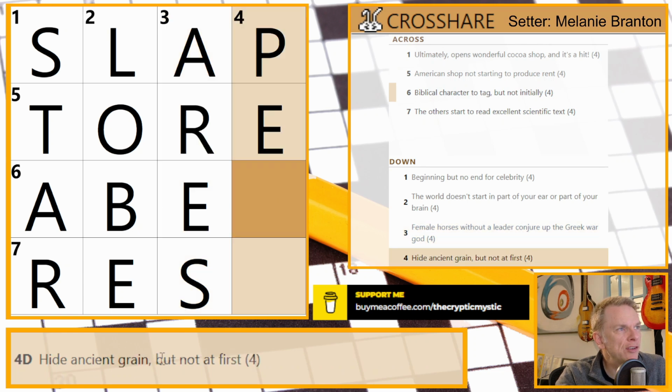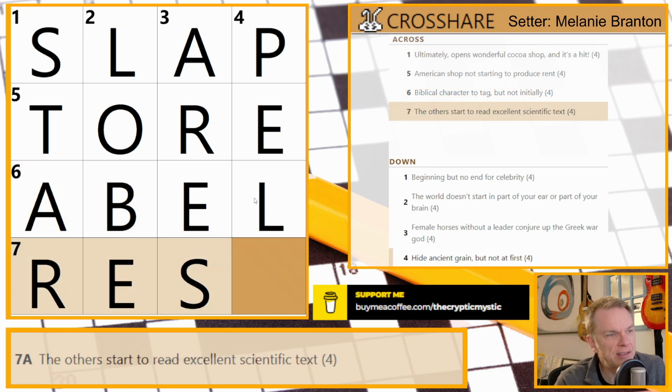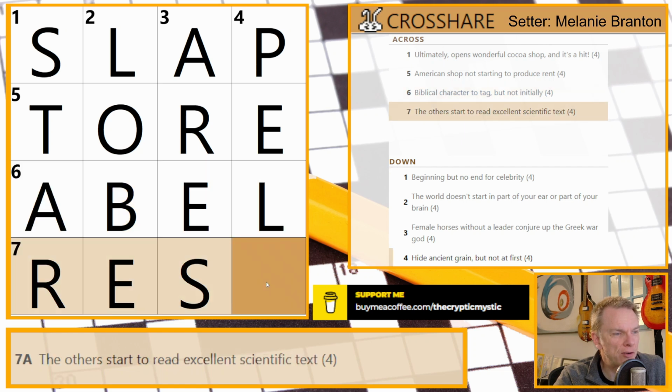Hide ancient grain, but not at first. Oh no, sorry, that's not right. Here it is. Biblical character to tag, but not initially. Okay, the biblical character here must be Abel, isn't it? So, oh yeah, to tag is to label. And we're taking off the initial letter of label. And that's why we're getting Abel. See that? Very neat.